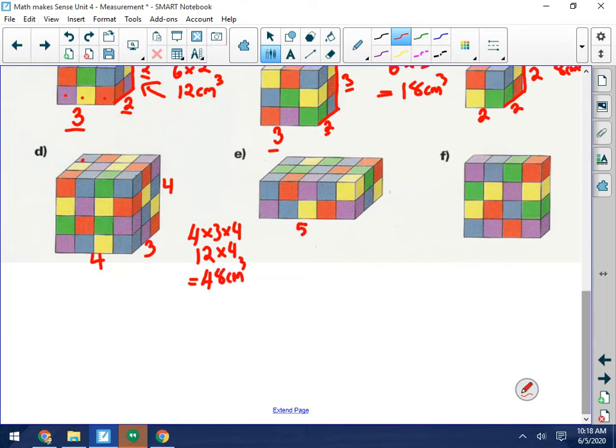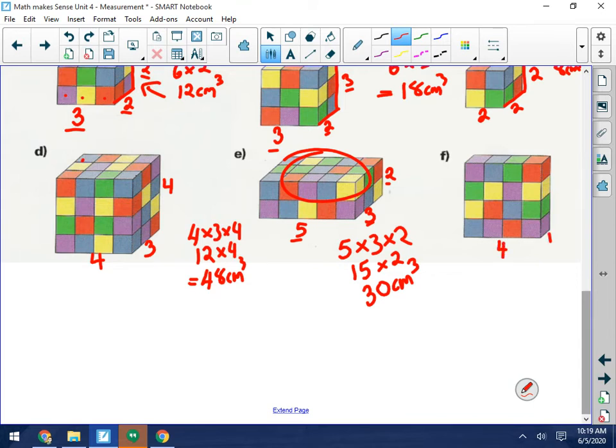Length of 5, width of 3, height of 2. To figure out how many are in here altogether, 5 times 3 times 2, length times width times height will tell us how many cubes are in this altogether. 5 times 3 is 15, times 2. 15 times 2 is 30 centimeters cubed. Not squared, it's cubed. This has a length of 4, a width of 1, and a height of 4. 4 times 1 times 4. 4 times 1 is 4, times 4. 4 times 4 is 16 centimeters cubed in that prism there.